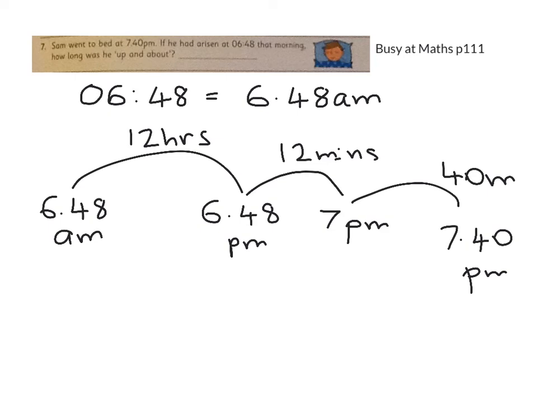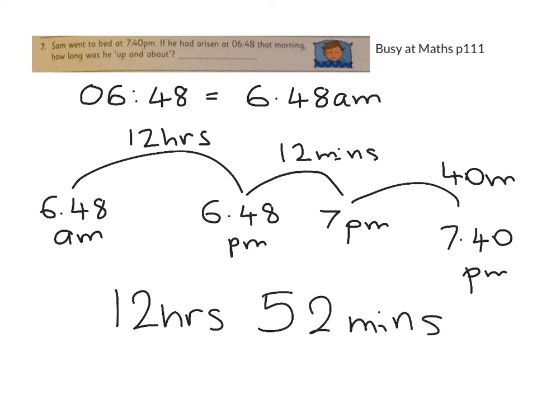So altogether I can see there's 12 hours there that he was awake, and 40 plus 12 is 52 minutes. So I get the same answer.